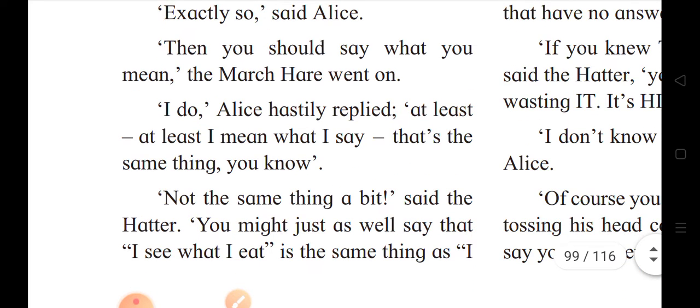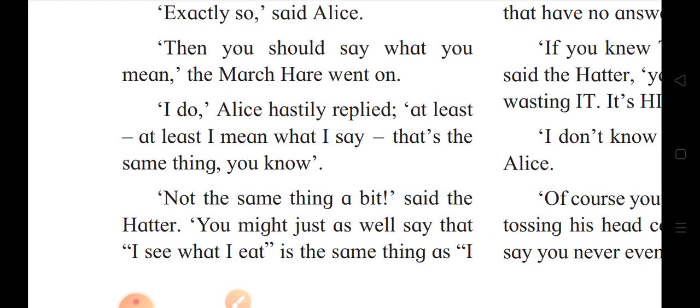Alice hastily replied. Hastily means she replied very quickly. "At least I mean what I say. That's the same thing, you know." So she's saying that whatever she says, she means it, and that it's the same thing, as you also know.